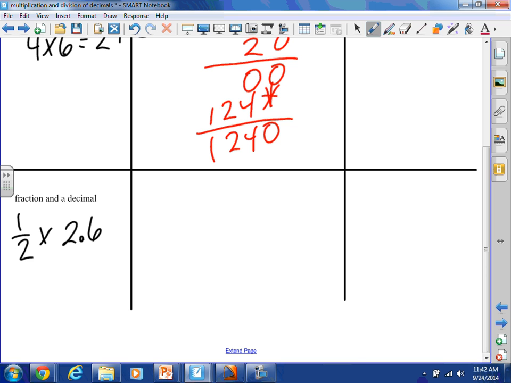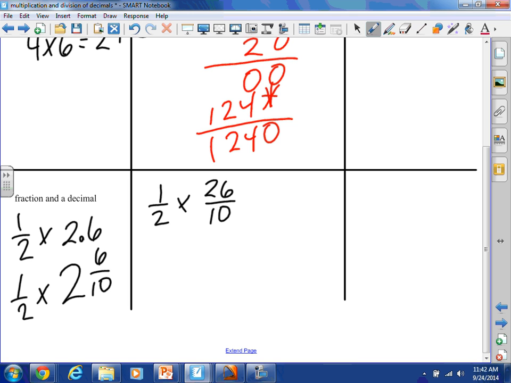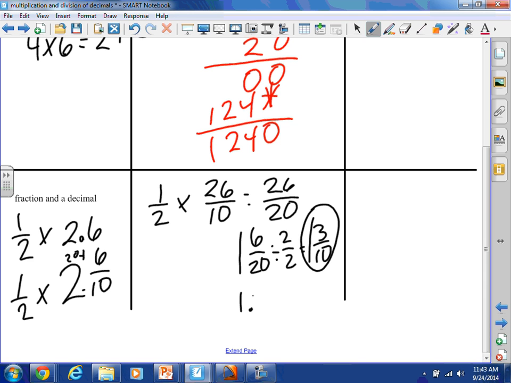1/2 is 0.5. But let's just say, it's easier to multiply by fractions, right? So if this is 2 and 6/10, I take my 1/2 times 26 over 10, because I said 2 times 10 is 20, 20 plus 6 is 26, the denominator stays the same. So this becomes 26/20ths. So then it would be 1 and 6/20ths. I divide it by 2 over 2 to get 3/10, so it's 1 and 3/10, or 1.3.